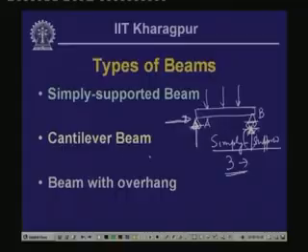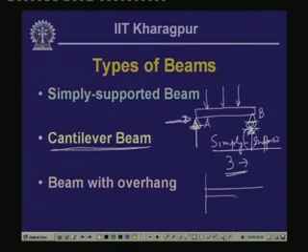Now, we encounter another kind of beam which we call a cantilever beam, where the beam member is fixed at one end and it is free at the other. So, this kind of beam member is called a cantilever beam.